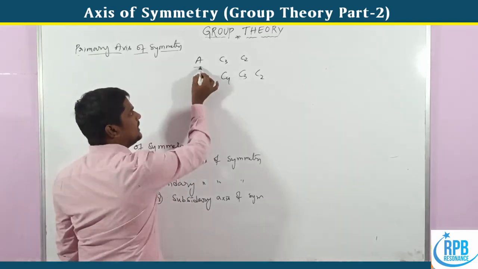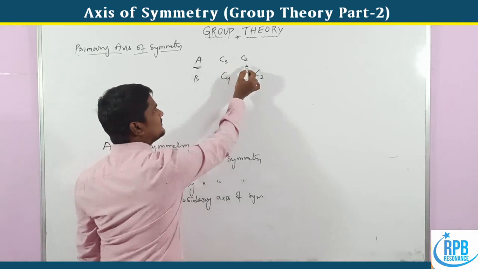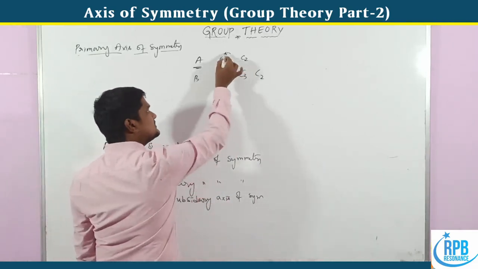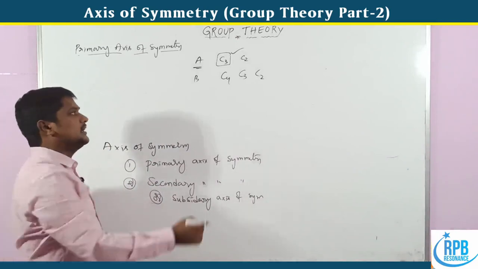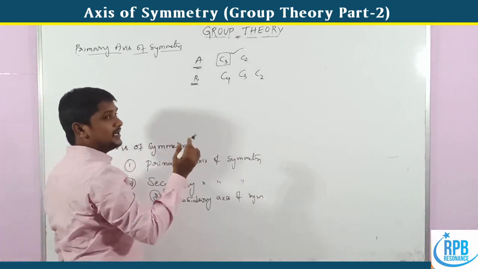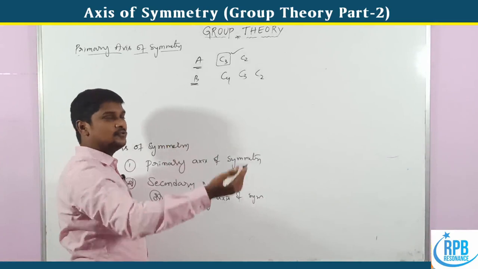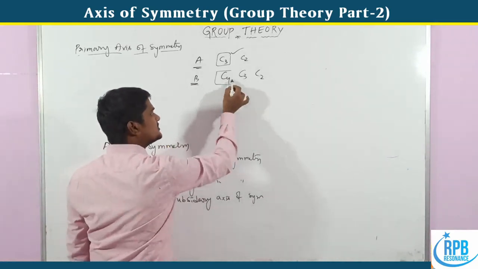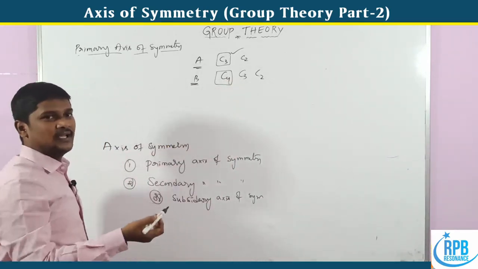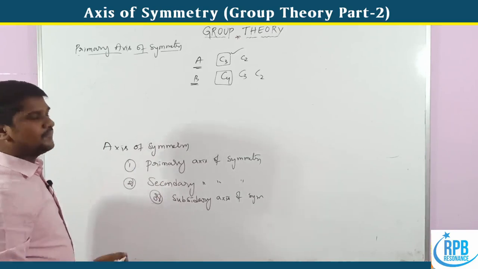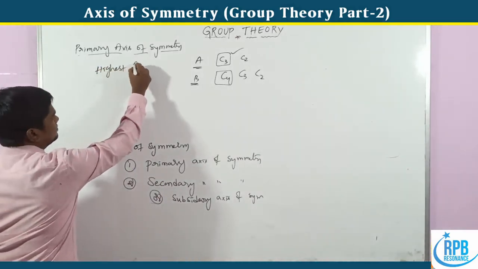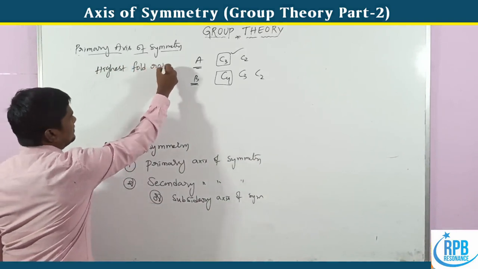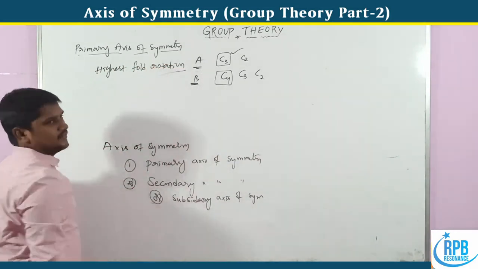So now, molecule A possesses C3 and C2. So here, C3 is the primary axis of symmetry. In case of molecule B, it possesses C4, C3, C2. So the highest fold of rotation is nothing but C4. That's why that is the primary axis of symmetry. So the first point is highest fold rotation. So that is the primary axis of symmetry.